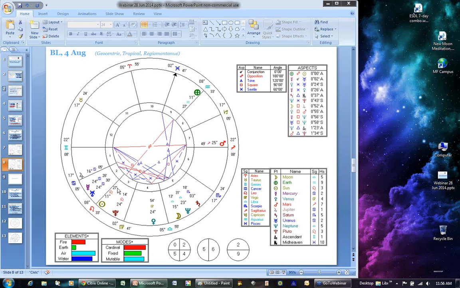The exoteric issues of that Leo-Aquarian axis is the personal versus impersonal, creative versus uniqueness. I relate best to the personal, and I'm learning to transform that into the impersonal. This is the personal, this is the impersonal.